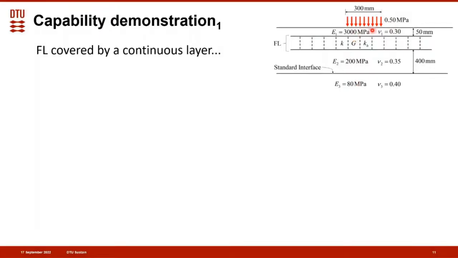This system is loaded by a circular load with a diameter of 300 millimeters and a vertical stress intensity of 0.5 megapascal. You can think about the top layer here as asphalt concrete overlaying some old and damaged asphalt concrete that is multi-cracked or fragmented. The layer here can be thought of as a base or subbase, and here we have a subgrade, soil-like subgrade extending to a large depth.